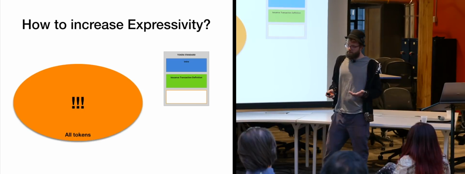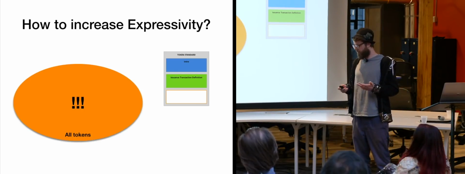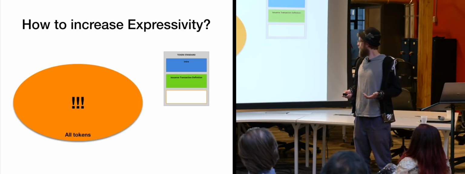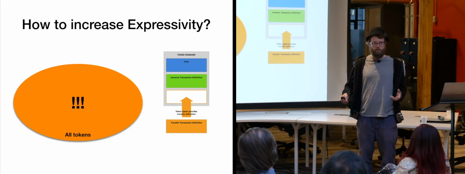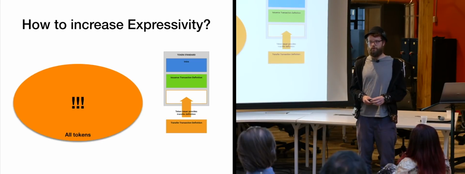Okay, and then the next question is, the programmer provides, who provides this token transfer definition? And I think it should be the guy who issues the token. So you issue a token, you make up your mind which transfers you allow, and you write your definition here.